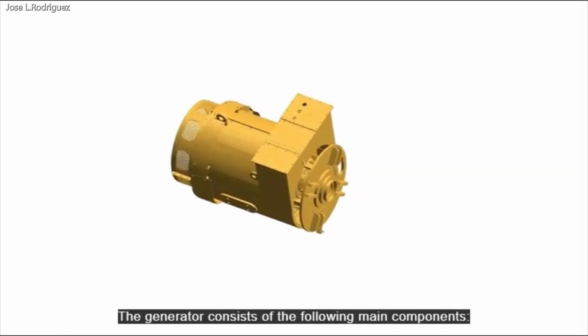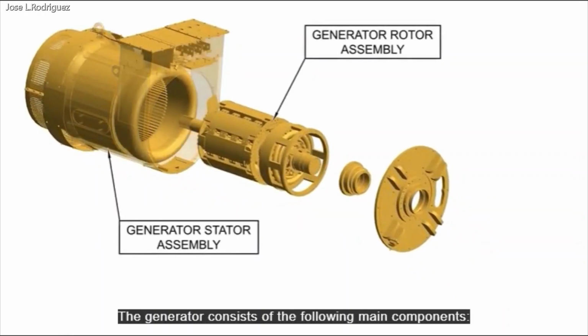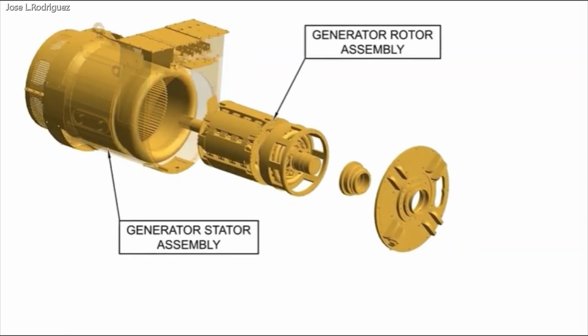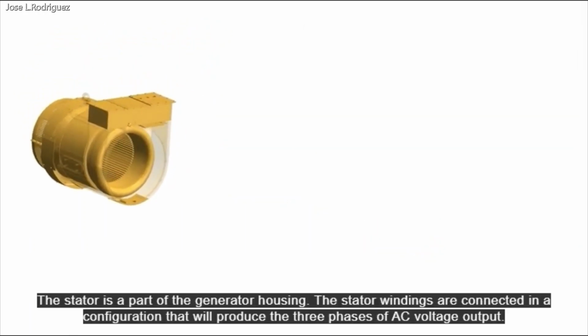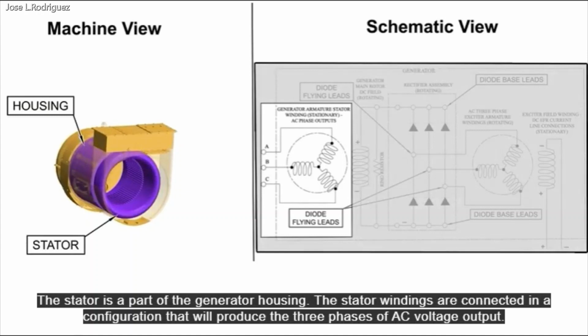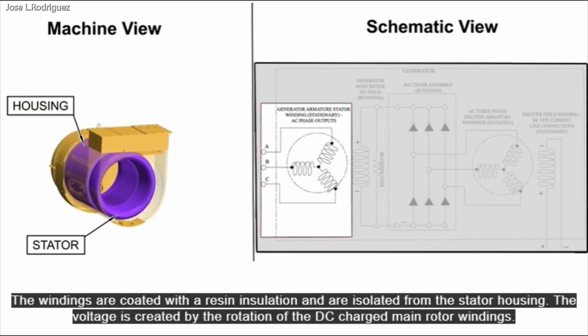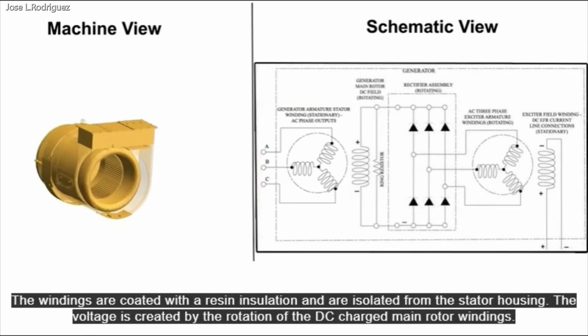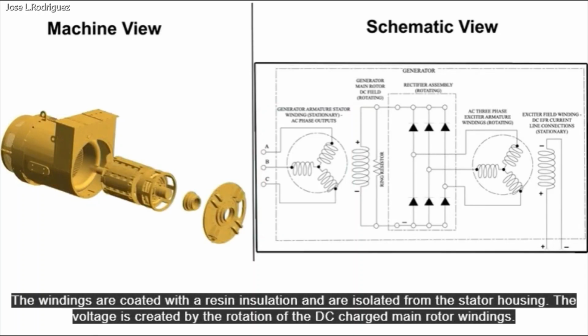The generator consists of the following main components. The stator is a part of the generator housing. The stator windings are connected in a configuration that will produce the three phases of AC voltage output. The windings are coated with a resin insulation and are isolated from the stator housing. The voltage is created by the rotation of the DC-charged main rotor windings.